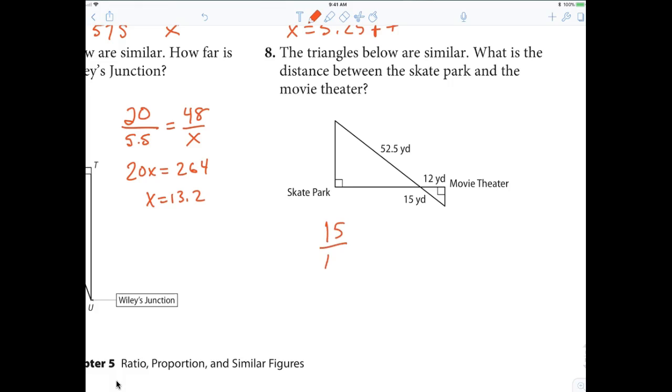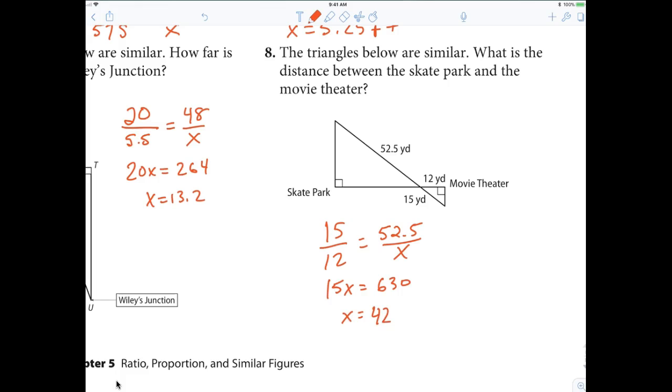Well, let's do 15 over 12 since that's what you said. And then it would be 52.5 over x. Very good work, buddy. And you need to find the value of x. Tell me what 12 times 52.5 is, because I want everybody to see the work. Okay, 12 times 52.5 would be 630. Thank you, sir. So x is what? 630 divided by 15 is 42.